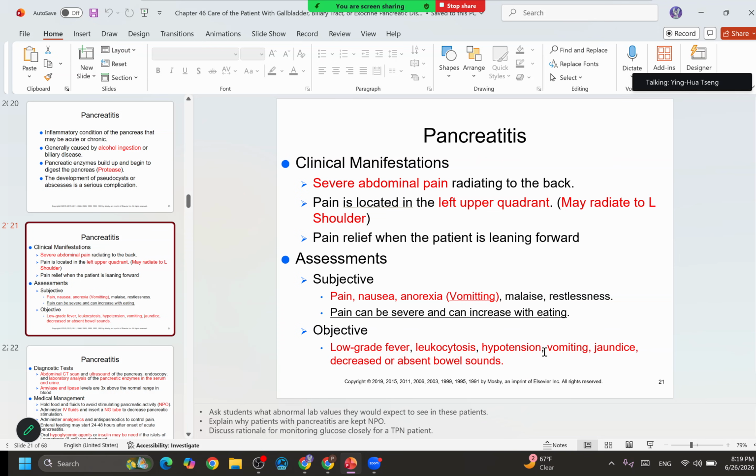Also nausea, vomiting, and there could be jaundice, or decreased or absent bowel sounds. That means what? Suddenly your bowel is shut down. Why shut down? Because of the damage by the enzyme. They're bleeding right now.